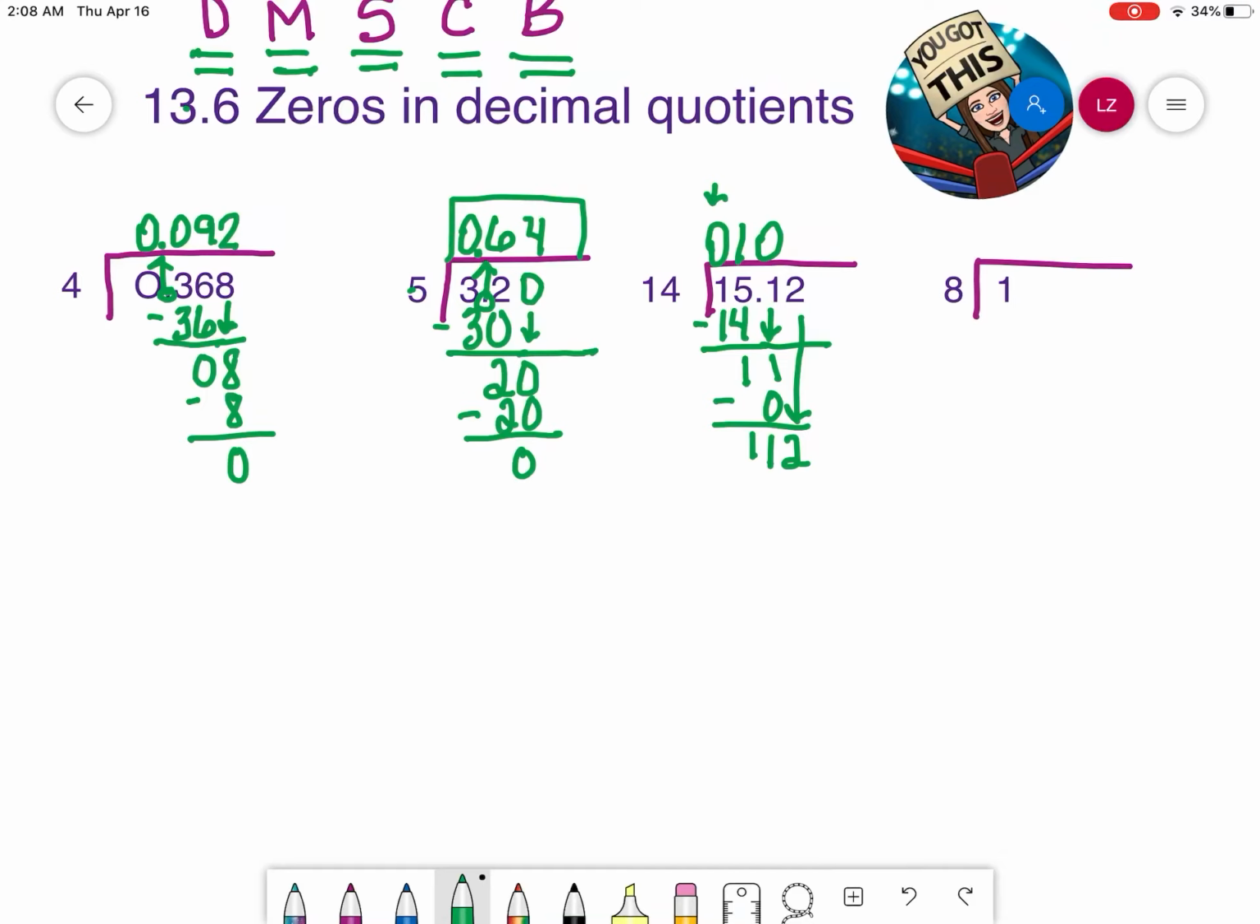14 goes into 112. Here's where it gets a little tough. You're going to have to do some guesstimating. You say to yourself, does 14 go in there once? It does. Does it go in there twice, 3 times, 4 times? How many times is it going to go in? All right. Well, if this were 10, it would go into about 110 times.